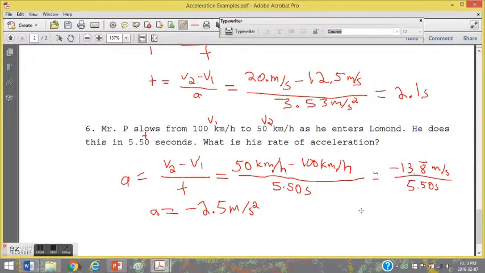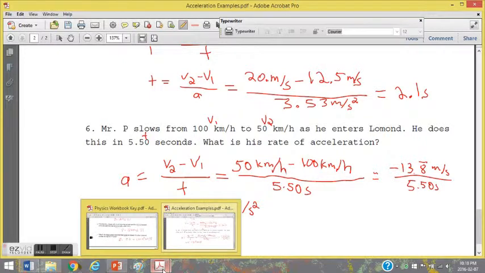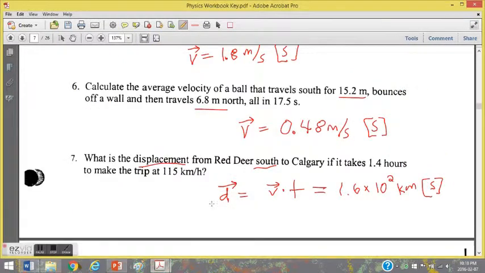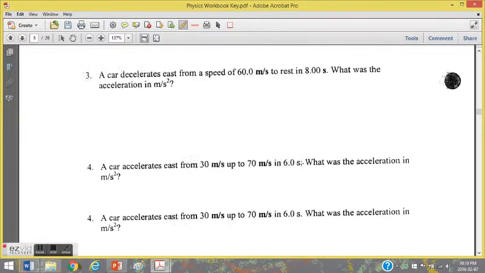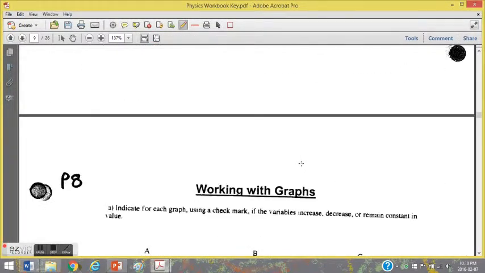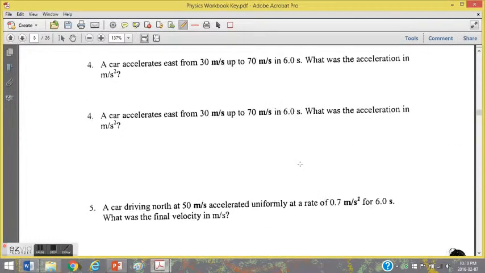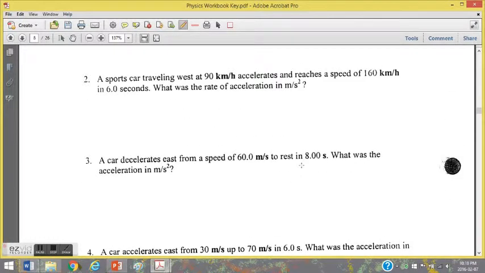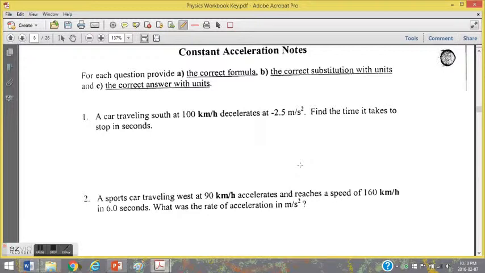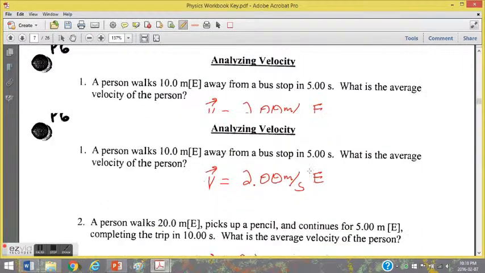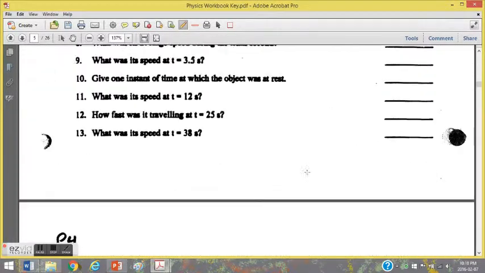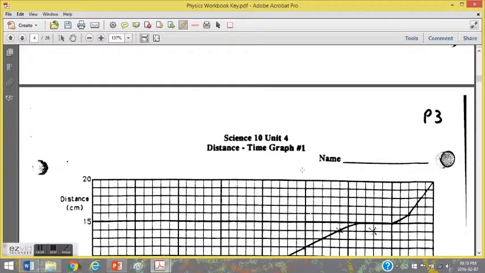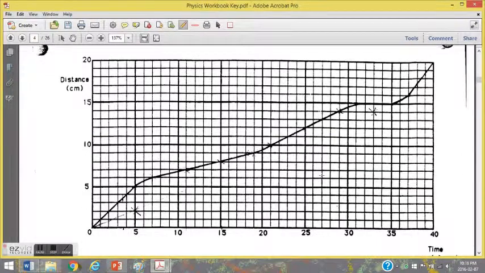Right. At this point, what you guys need to do is flip into your physics workbook, and you're going to need to do page P7. Okay. If you get those done and still have some time, there's two graph reading exercises you can look at, and this would be page P4 and page P3. Most of it's pretty straightforward.